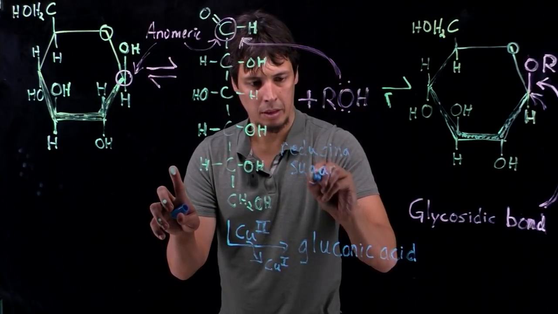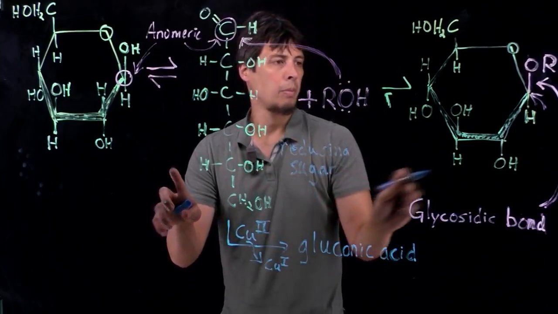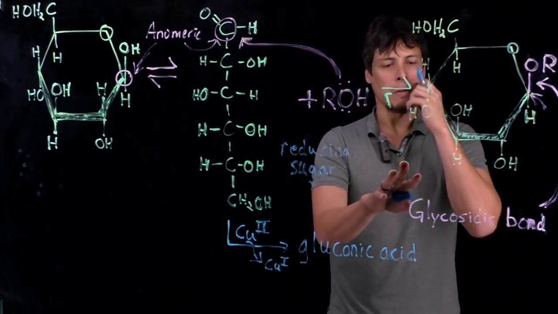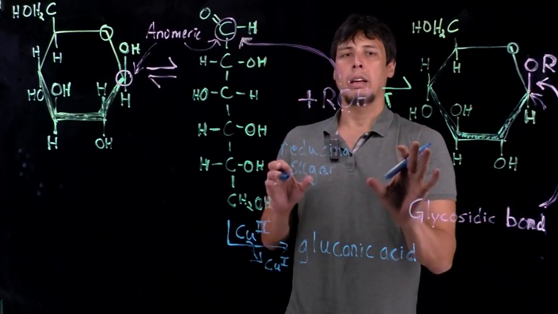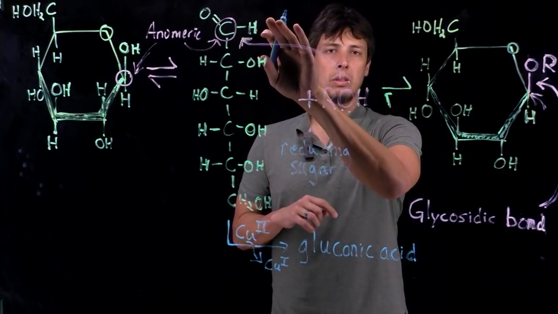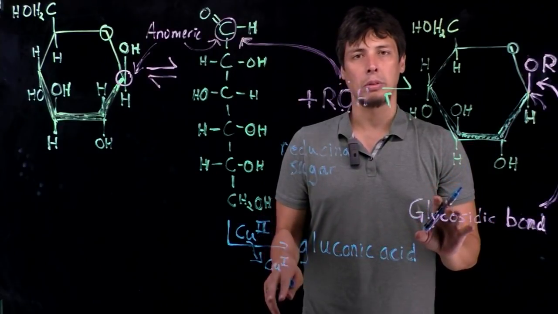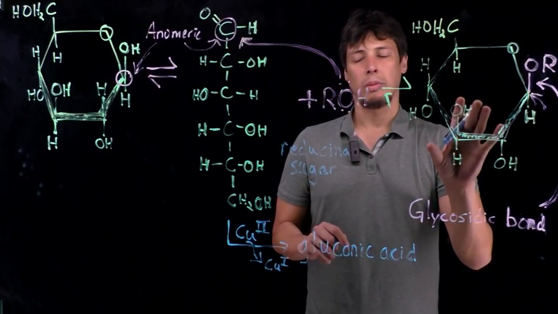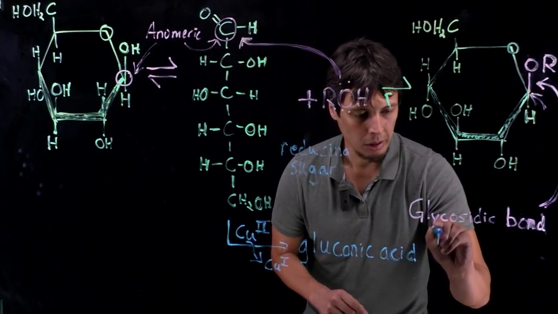But in the form on the right-hand side here, where we have a glycosidic bond, and therefore, because of that, can't equilibrate very quickly back to the aldehyde form, this will not react with copper 2 to form copper 1. And therefore, this is what we call a non-reducing sugar.